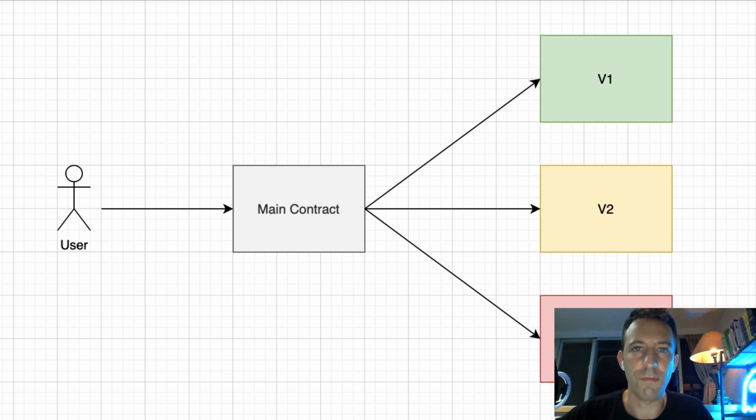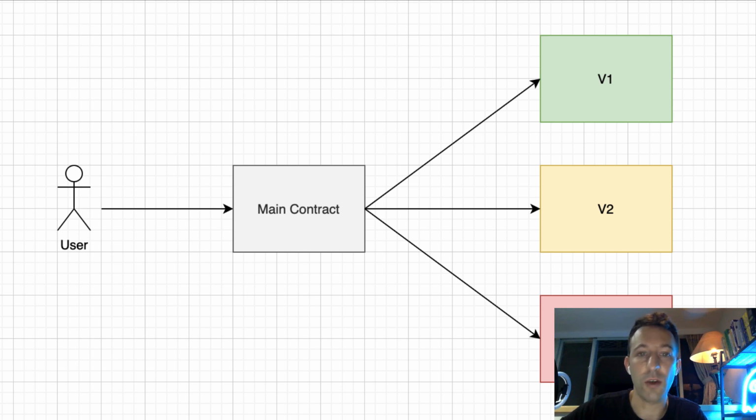The second method for upgradable smart contracts is to use the adapter pattern. In this pattern, you have a main contract where you have most of your business logic, and some of the functions of the main contract delegate their responsibility to other smart contracts. One example of that is Yearn Finance, the yield optimizer.